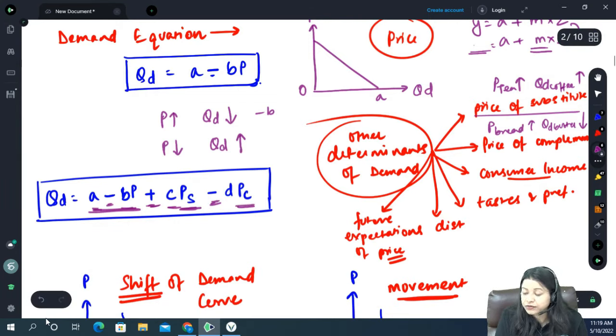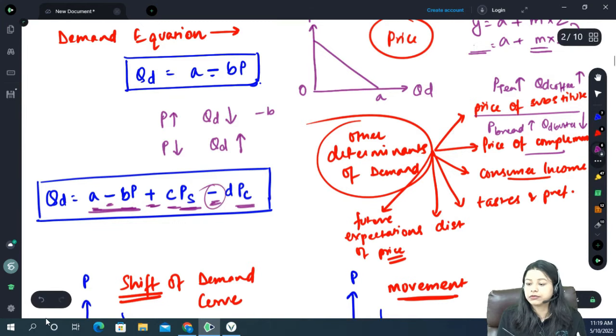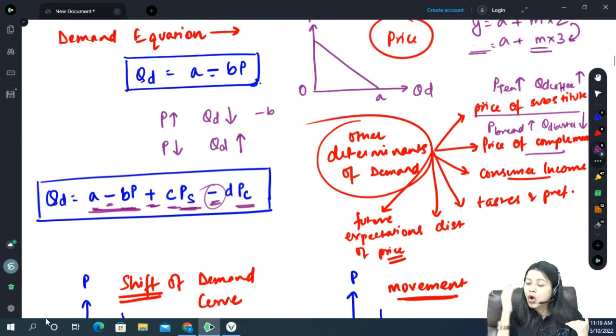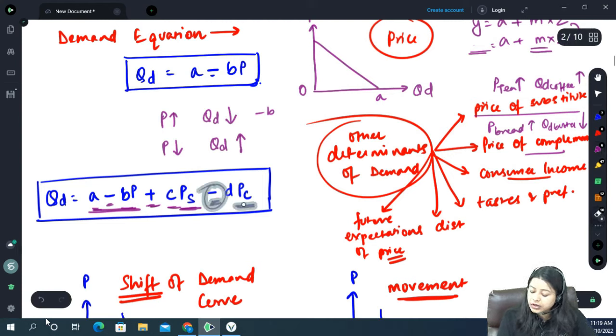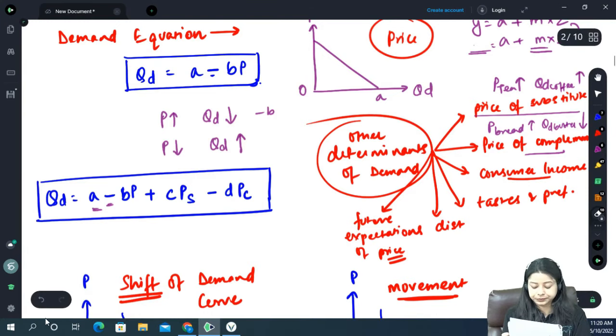Here we have a negative sign. This is the price of a complementary good. If the price of bread is increasing, quantity demanded of butter will fall. So there will be a negative effect. Or if it decreases, quantity demanded will increase. Clear? Is this demand equation clear to everyone? Any doubt till here?